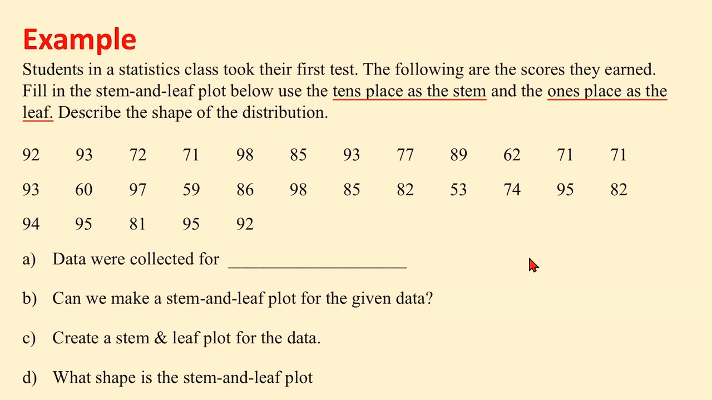To construct the stem and leaf plot, we begin by drawing a vertical line to separate the stem and leaf like that. And then we look at these numbers. We have 92, 93, 72, 71. If we scan through all these numbers, we can see that there are numbers in 50s, so let me write 5 for 50s. There are numbers in 60s, 70s, 80s, and 90s.